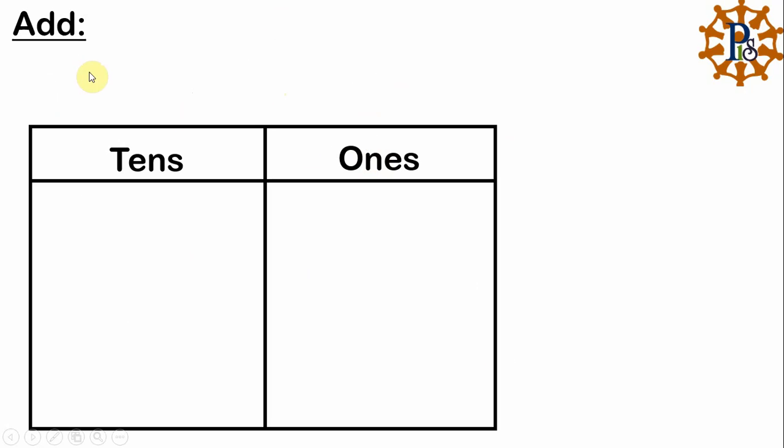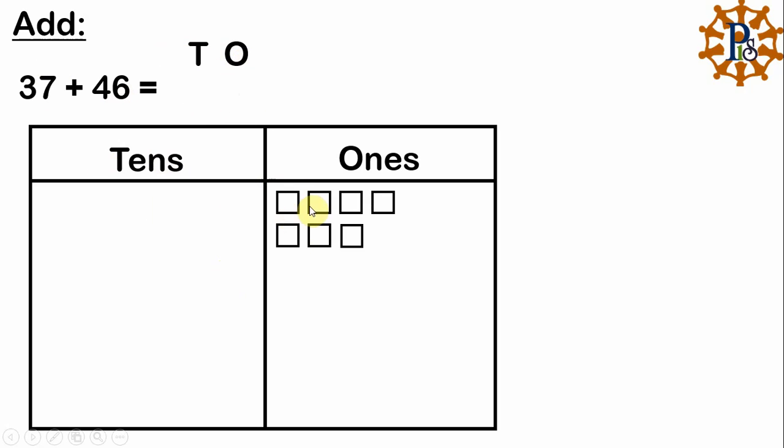Exercise 3. 37 plus 46. In the beginning, we want to represent 37. We will draw 7 squares here and 3 lines in tens. I prepare my answer table and write O and T here, O for ones, T for tens. I will draw 7 squares here, 1, 2, 3, 4, 5, 6, 7, and 3 lines in tens, like that.